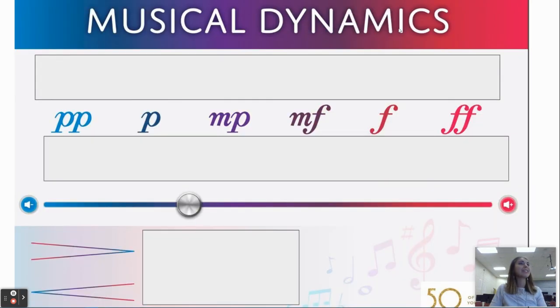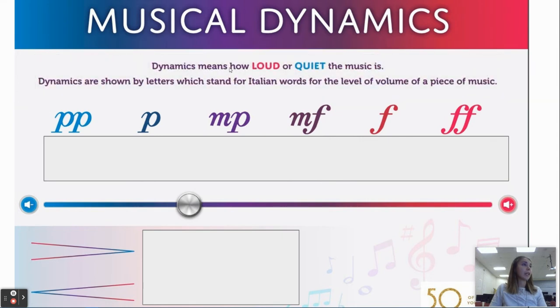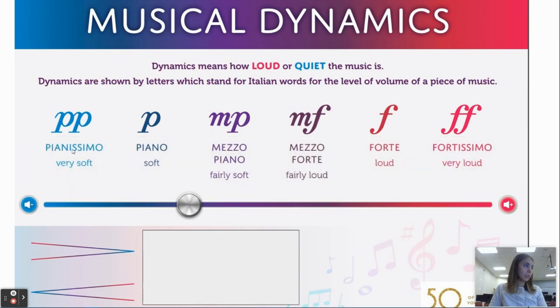Then we have dynamics as another type of marking. So remember, dynamics mean how loud or quiet the music is. Dynamics are shown by letters, which stand for Italian words for the level of volume of a piece of music. 2 P's, pianissimo, very soft. 1 P, piano, soft. MP, mezzo piano, fairly soft. Then we have mezzo forte, fairly loud. Forte, loud. Fortissimo, very loud.